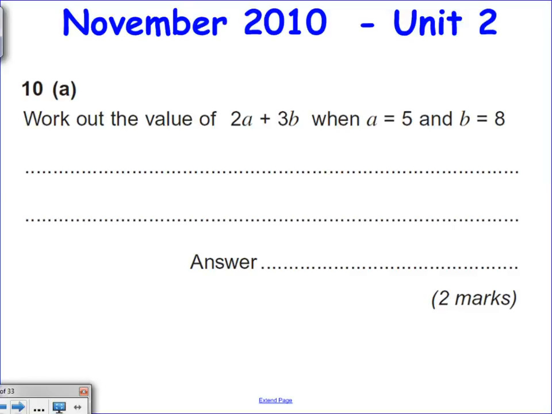So this one, November 2010, Unit 2. Okay? Straightforward. It's question 10. It's quite far on in the paper. Work out the value of 2a plus 3b when a is 5 and b is 8.